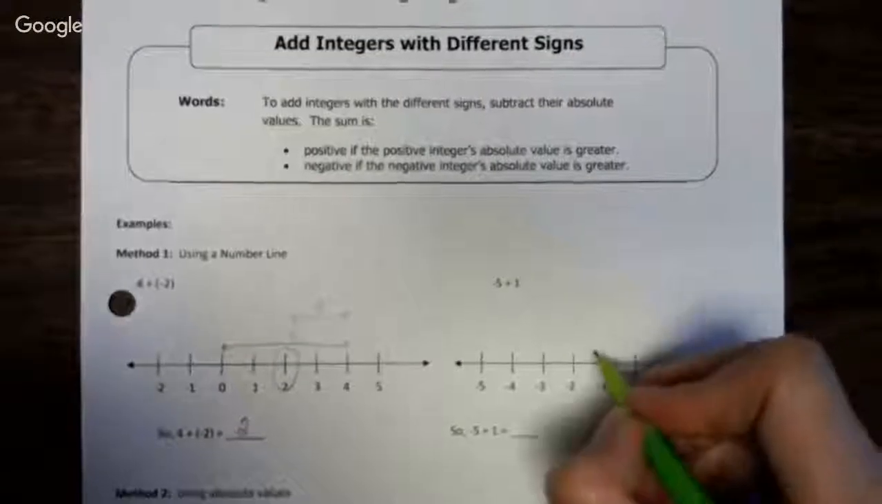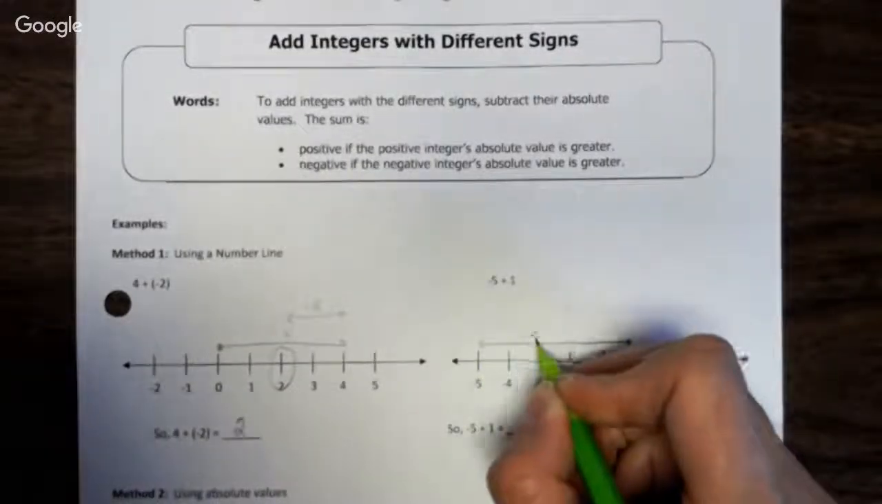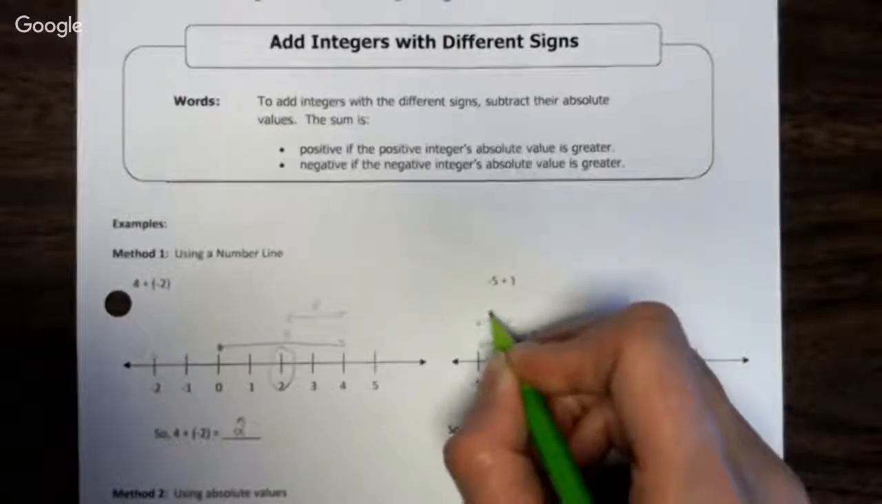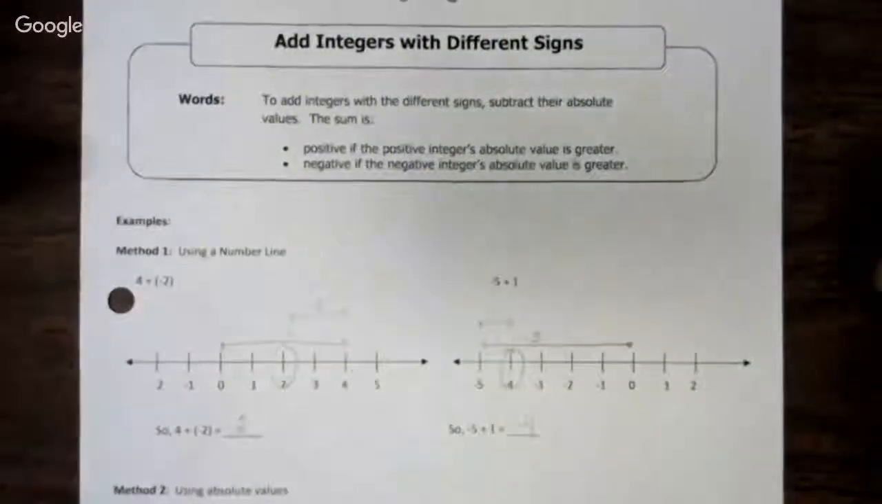We could do the same thing. Start at 0. We're going to count down 5, count up 1, which puts us at -4. So that's one way to do it.